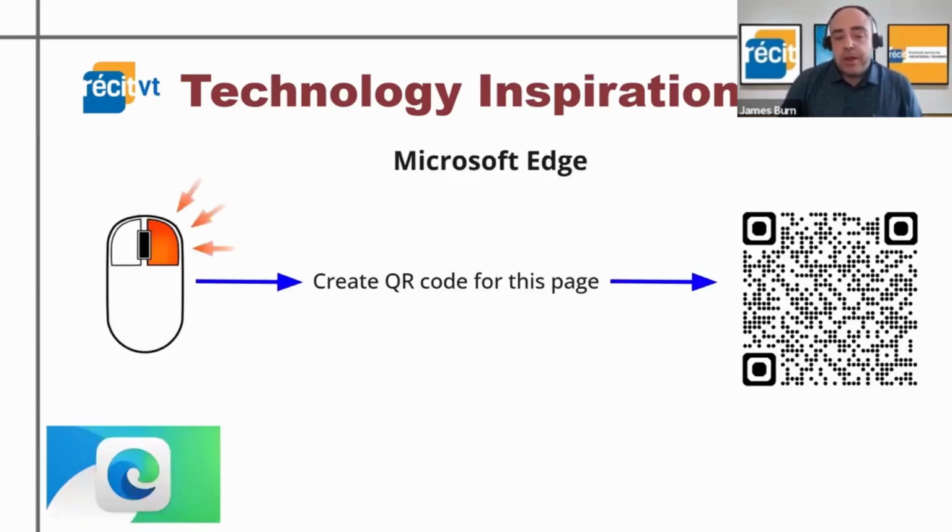The same thing goes for the Microsoft Edge browser. That is also available, built right in, of course. It's a little bit different though. Within the Microsoft Edge browser that you have open, it's going to be one right click. We're going to scroll down to where it says create QR code for this page. And voila, you have your own custom created QR code. It's as simple as that. So two browsers, two quick ways to get to a QR code.